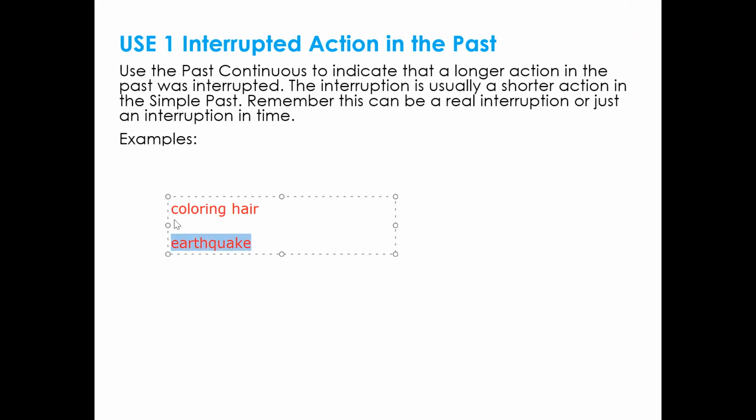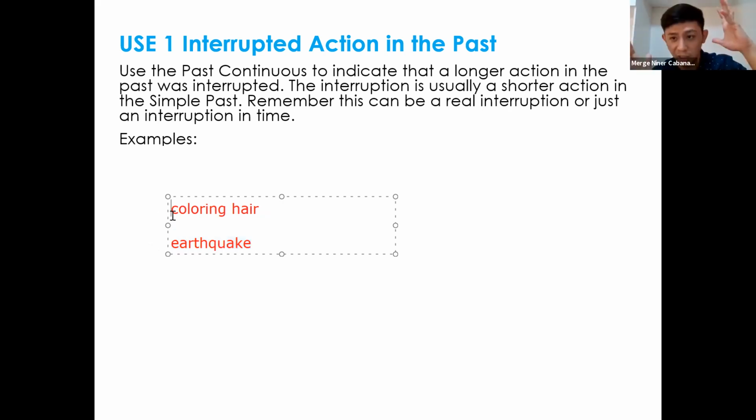Okay, so here's the thing. You were having your hair done. It's being colored by someone. And then all of a sudden it's shaking. Oh my God, there's an earthquake. And then you run outside because there's an earthquake. Because you have to protect yourselves. So which one of these two activities do you think I'm going to put the past continuous? Because I want to tell the story to my Facebook friends, for example.